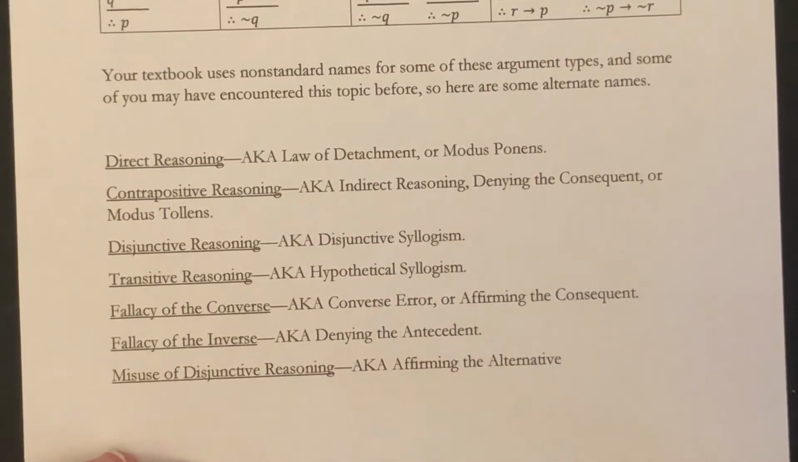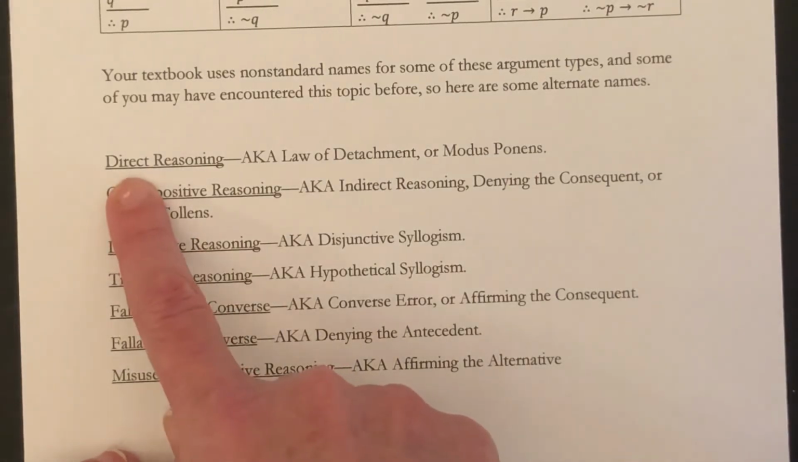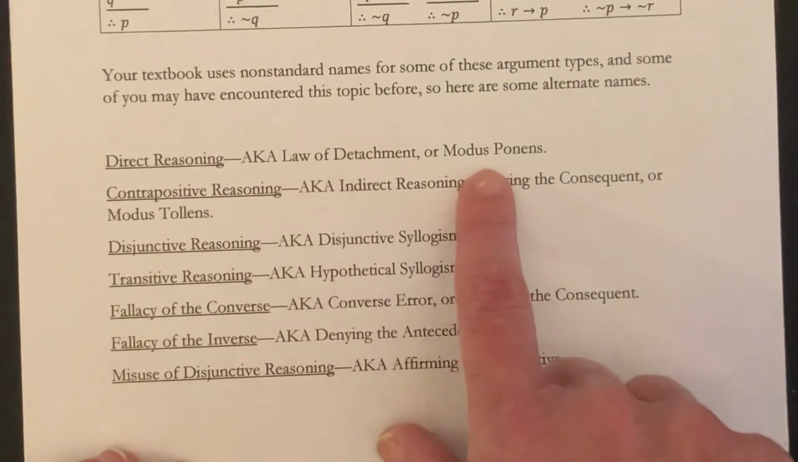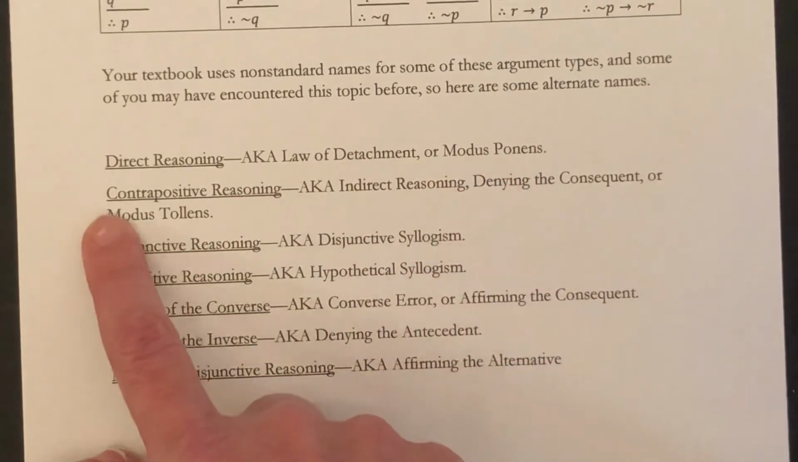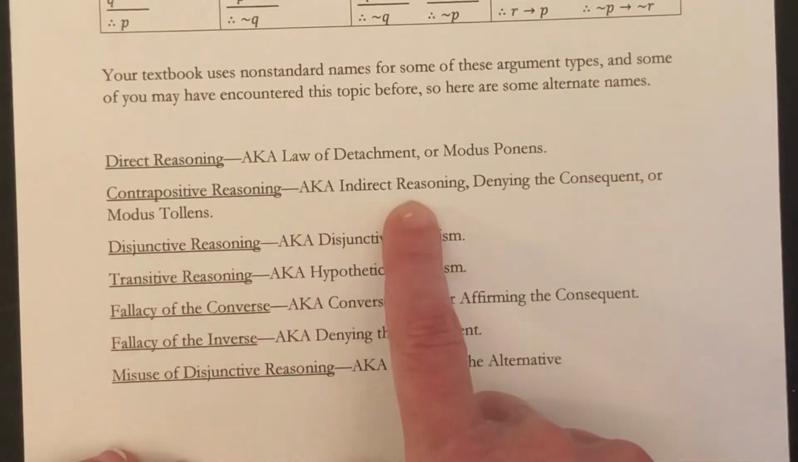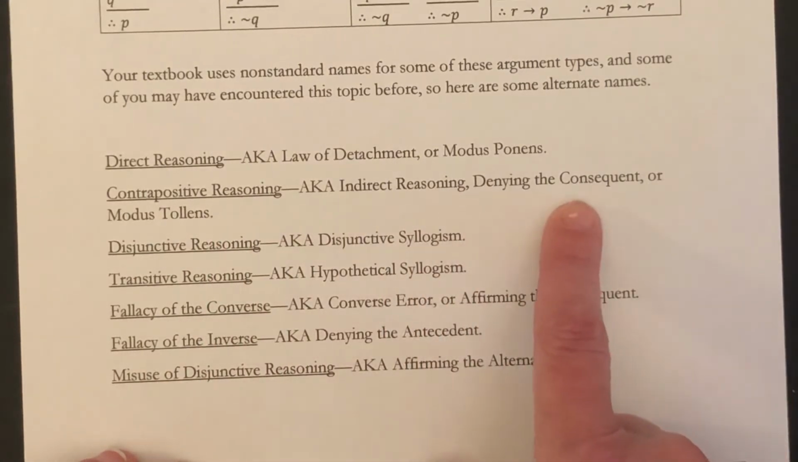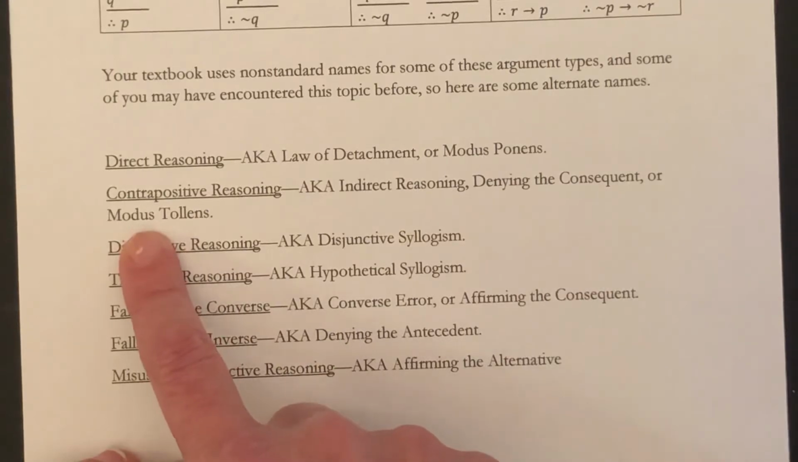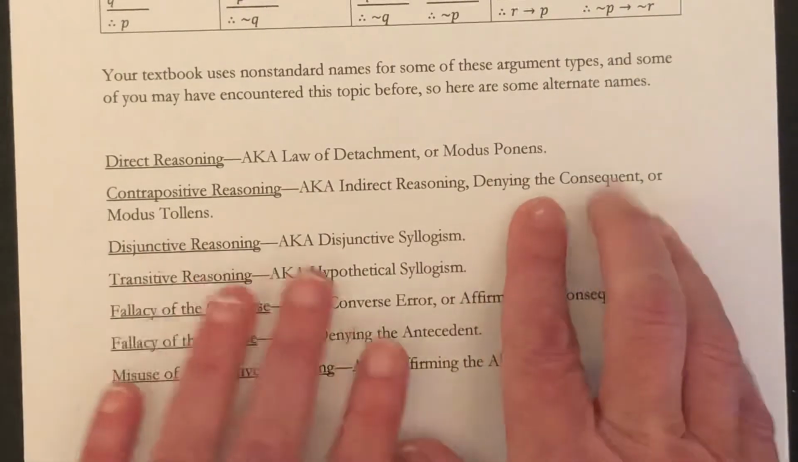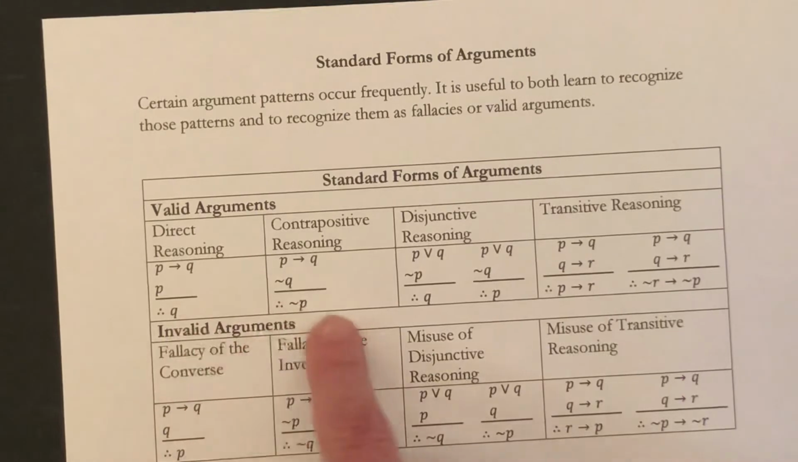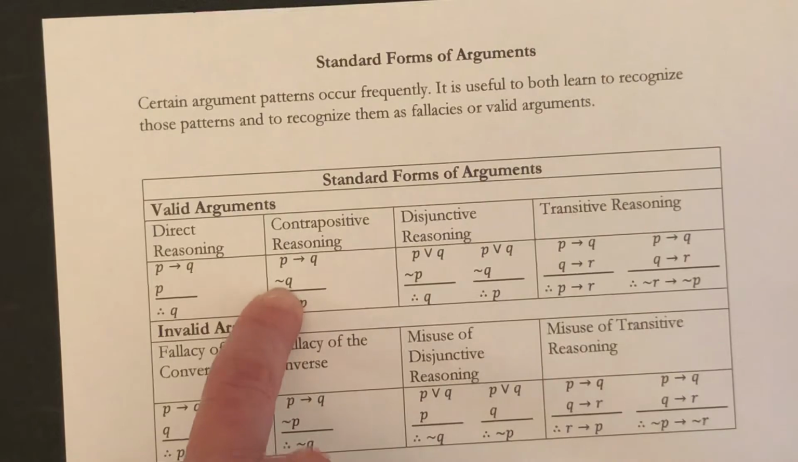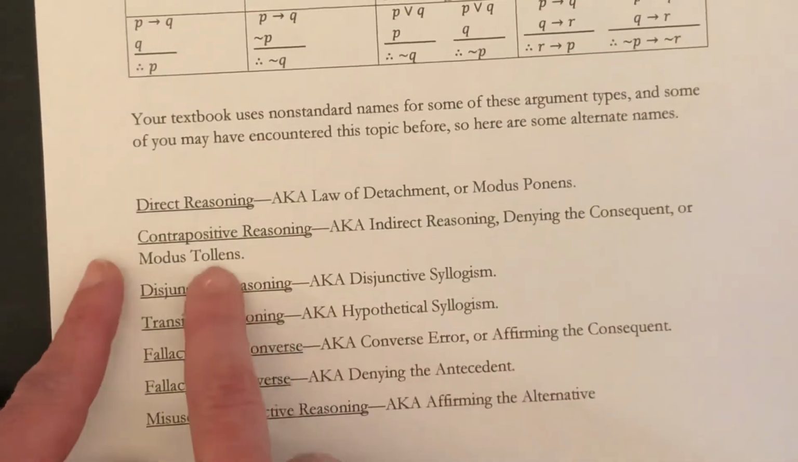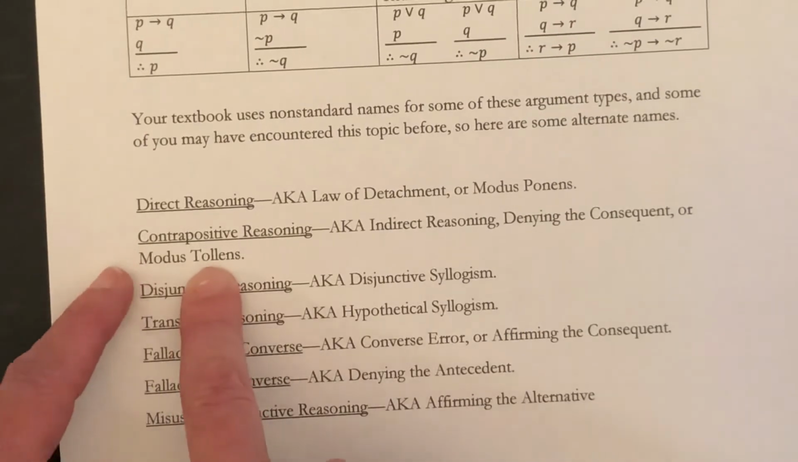So just so you can make those connections, direct reasoning is also called the law of detachment or modus ponens. Modus ponens is the one you're going to see most often. Contrapositive reasoning is also called indirect reasoning, denying the consequent, or modus tollens. Denying the consequent, what does that mean? Okay, there's your consequent, it's the second part of a conditional. Denying it, making it a not, that's where that comes from. Modus tollens is, again, the one you're most likely to hear. Okay.